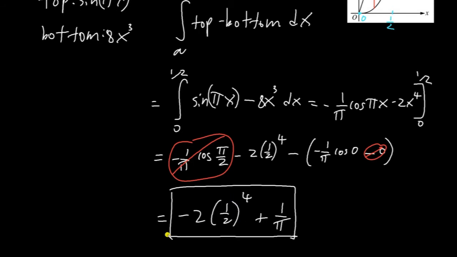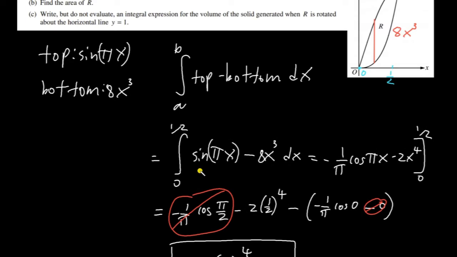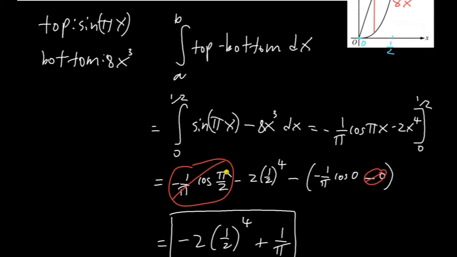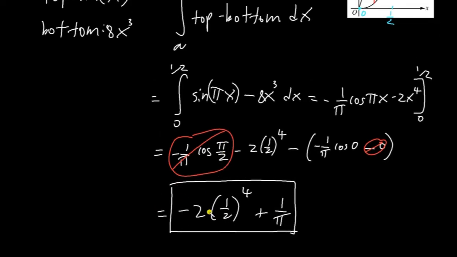You can simplify this if you want, it's not really needed. In terms of points, this was a 4-point question: 1 point for setting up the integral, 2 points for evaluating it, finding the antiderivatives, and then 1 point for actually getting the answer.